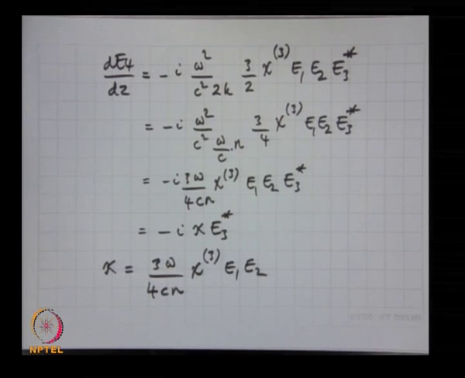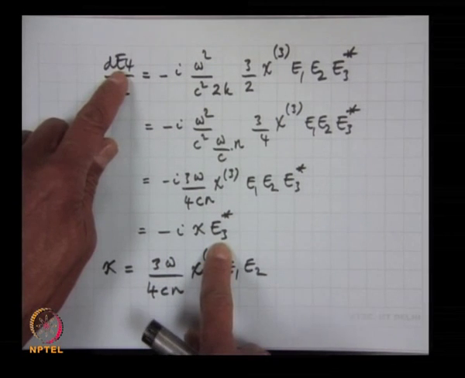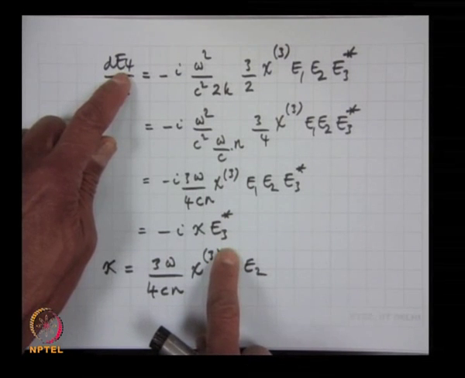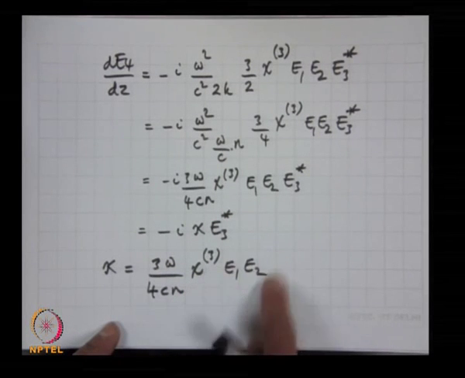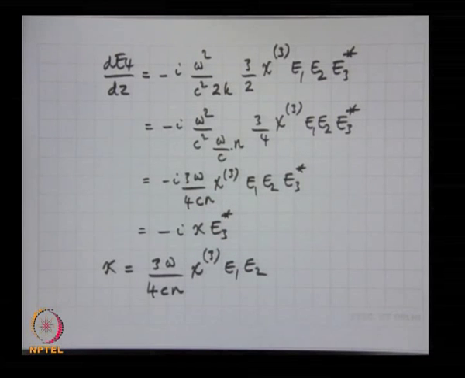Okay, so kappa is what is called the coupling coefficient. It's coupling E4 to E3. The rate of change of E4 depends on E3 through this term kappa. So if chi 3 is neglected, if the powers are very small, if E1 and E2 are very small, then this right hand side is very small and E4 doesn't get generated essentially. So that's a linear situation, almost linear situation.